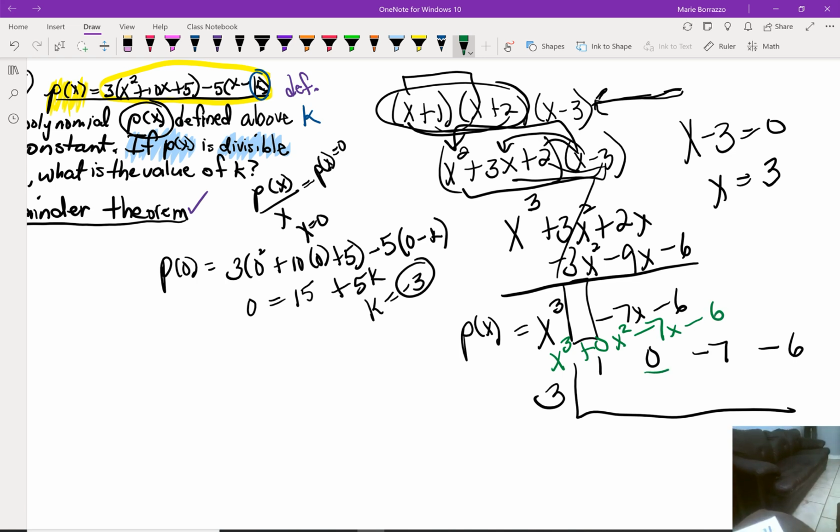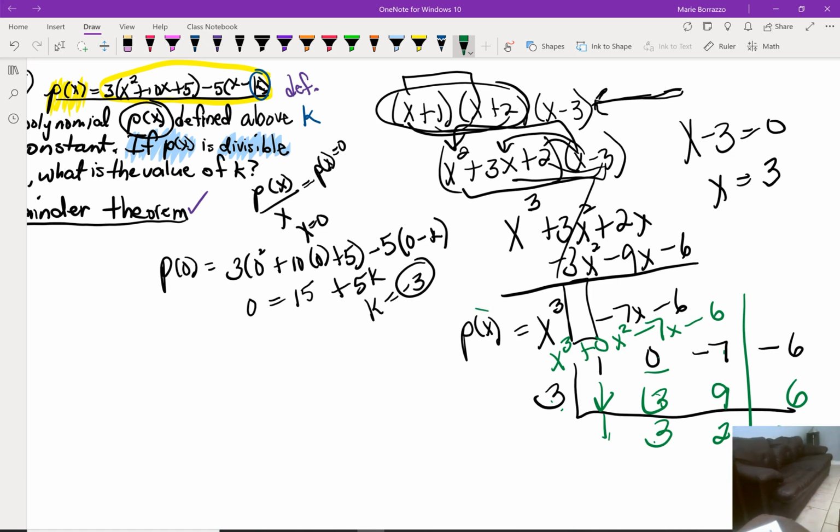Right, so using synthetic division, look at what happens. I drop the 1. 3 times 1 is 3. 0 plus 3 is 3. 3 times 3 is 9. 9 minus 7 is 2. 3 times 2 is positive 6. If you notice, this is 0. So it is okay to say that my p of x is divisible by x minus 3 as a factor, and therefore I have no remainder. My remainder is 0.